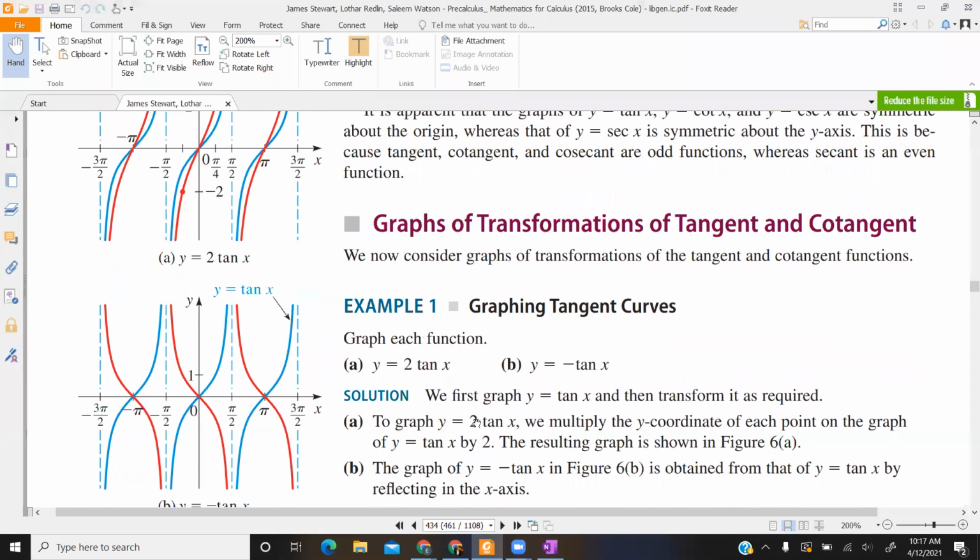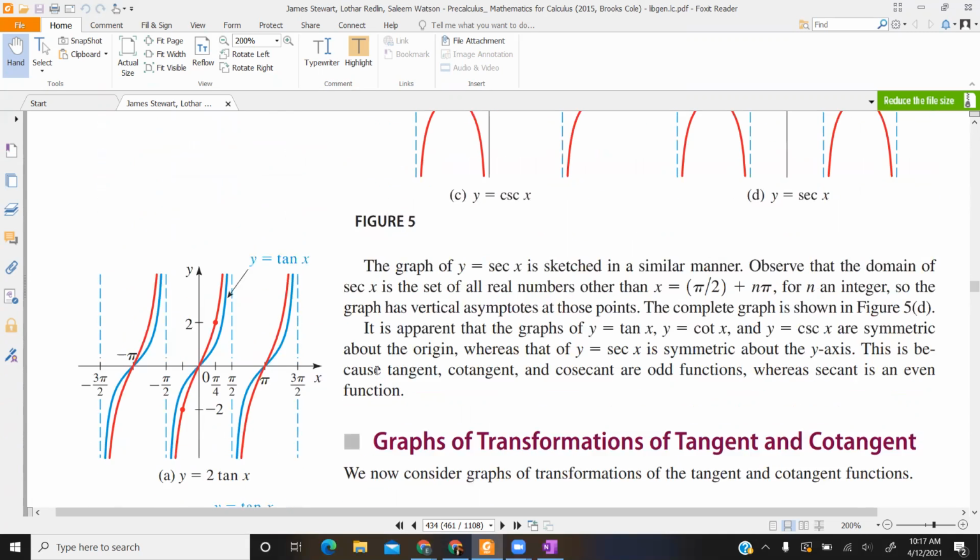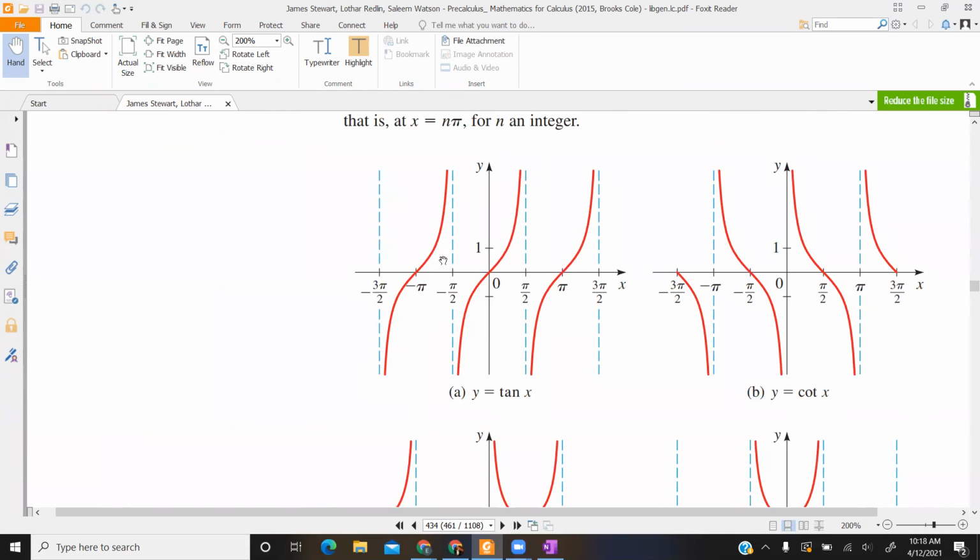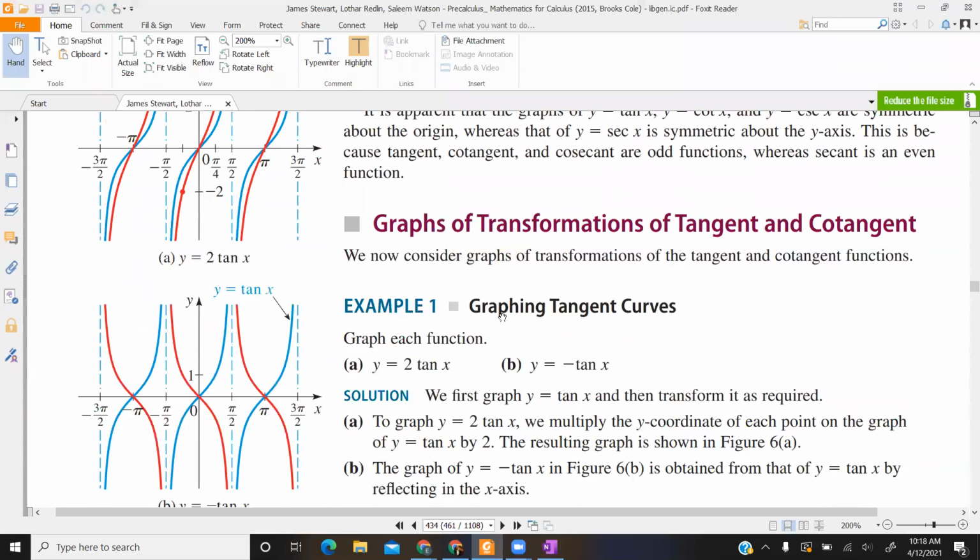So the first, let's look at b. That one's not bad. Remember, negative is just a reflection around the x-axis. So tan x is in blue, that's what the graph looks like. That's what we deduced from here. And so you're just going to flip it, so it becomes the red curve.